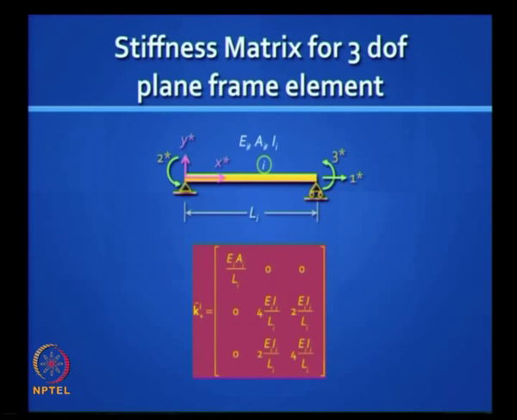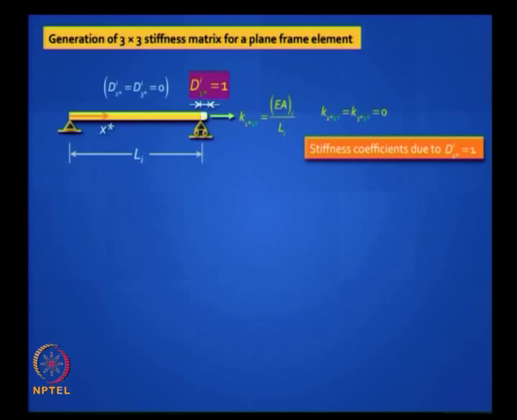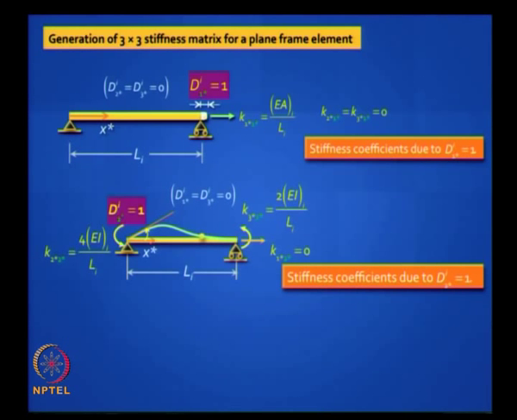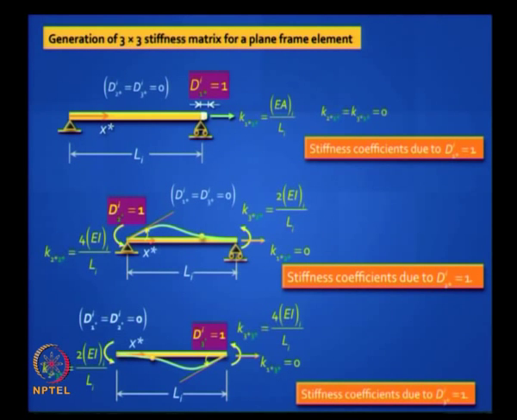It is very easy to derive, very easy to remember. EA by L axial stiffness, 4 EI by L, 2 EI by L, 2 EI by L, 4 EI by L. Is it clear? It is actually a combination of your axial element and your beam element, right. You can also derive from first principles. You apply a unit displacement one at a time, and you can generate these diagrams, which must be very familiar to you now. It is not difficult. You can generate the element stiffness matrix.